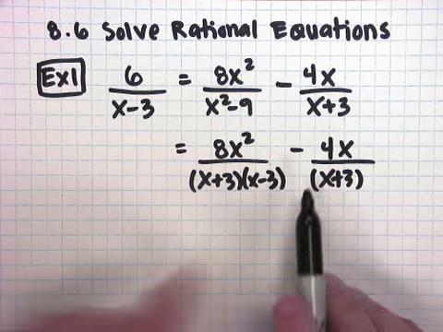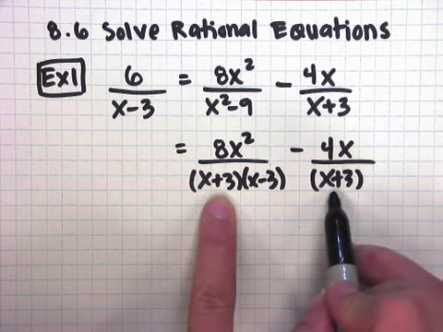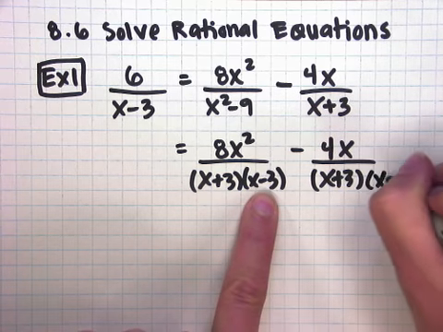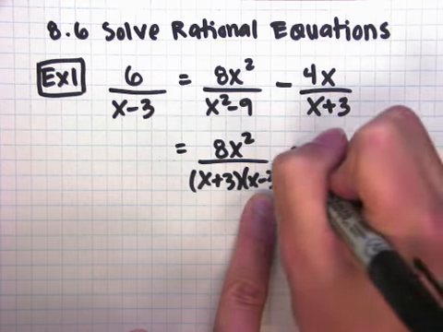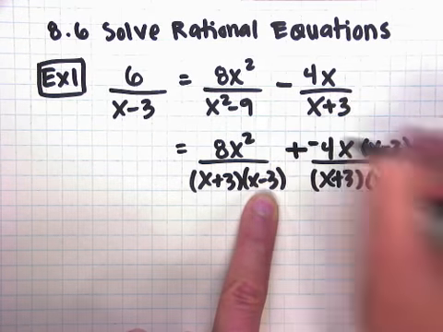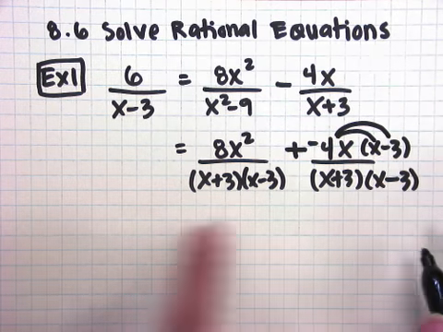And now if I want to put these two fractions together, I need a common denominator. So I see they both have an x plus 3, which means I'm going to multiply this by x minus 3 on top and on bottom. I'm going to change this minus sign to plus a negative 4x so that when I distribute into my parentheses, I remember to keep the negative.